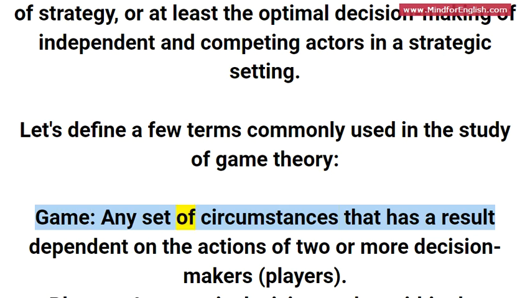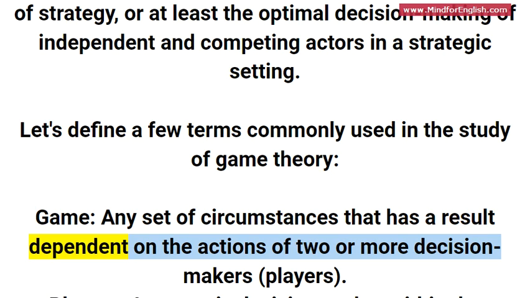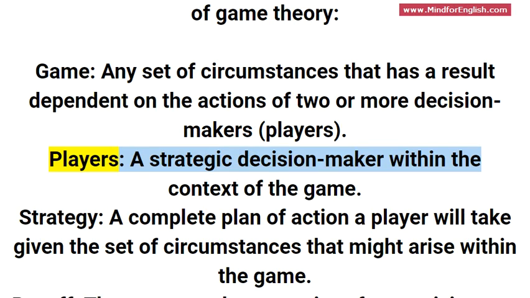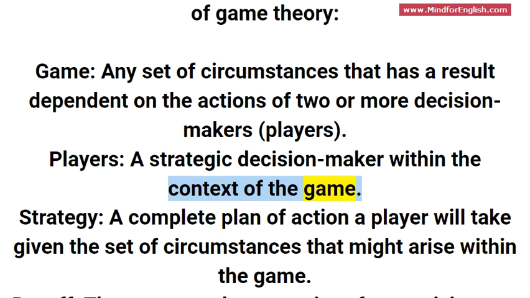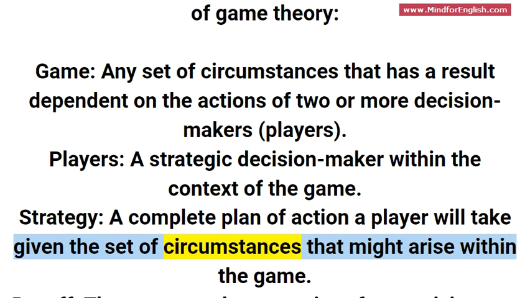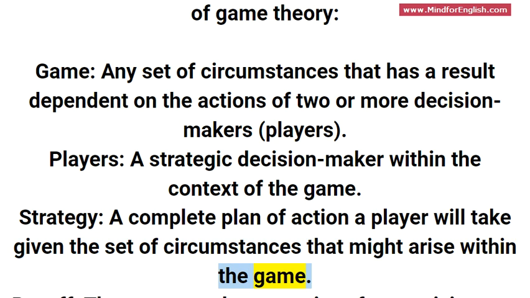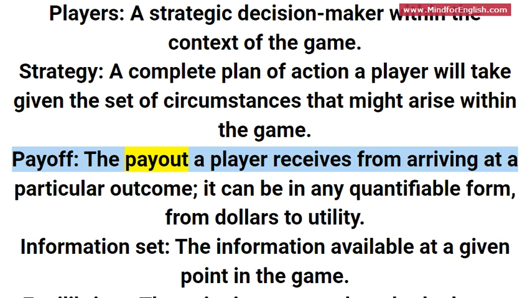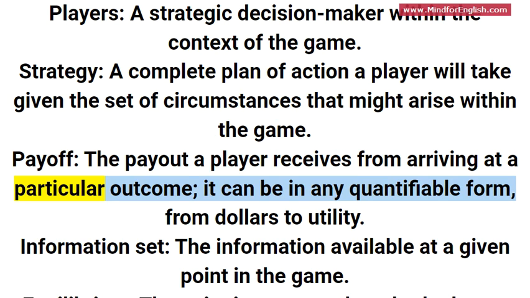Game: any set of circumstances that has a result dependent on the actions of two or more decision-makers. Players: a strategic decision-maker within the context of the game. Strategy: a complete plan of action a player will take given the set of circumstances that might arise within the game. Payoff: the payout a player receives from arriving at a particular outcome.